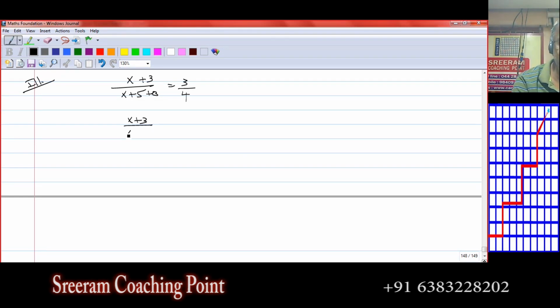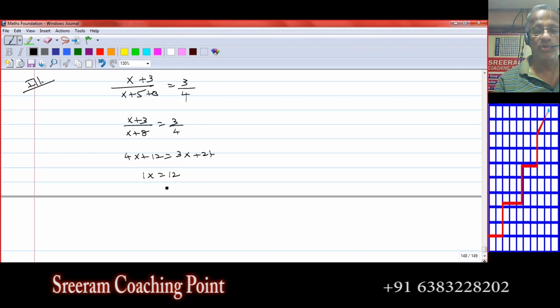(x + 3) divided by (x + 8) equal to 3 by 4. 4x plus 12 equal to 3x plus 24. 1x equal to 12. The question they have asked is to find out the fraction. So the answer is not 12. The fraction is 12 divided by 17. Correct?